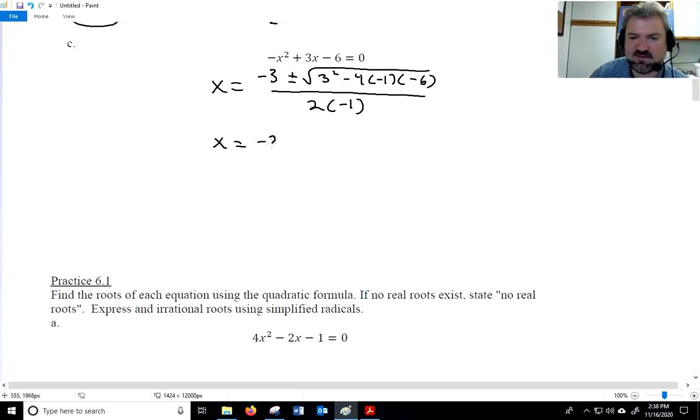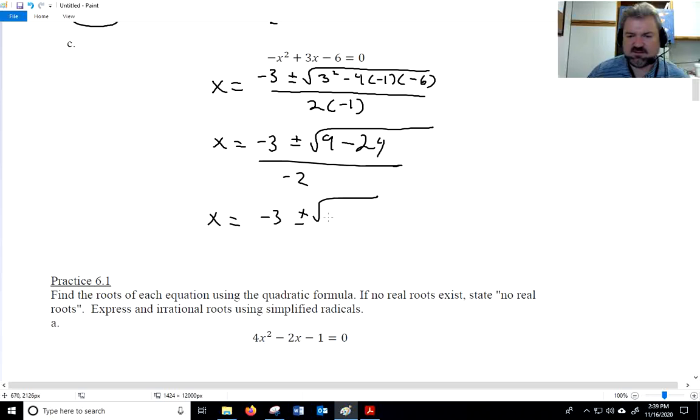So x equals negative 3 plus or minus the square root of 9. Now I have a minus and a negative and a negative. That's 3 negatives, so it's still going to be a minus. And 4 times 1 times 6 is 24, all over negative 2.